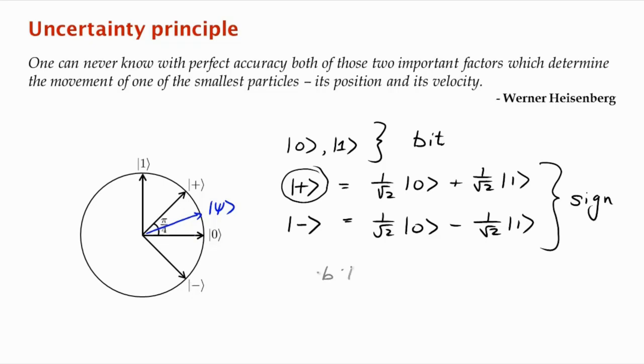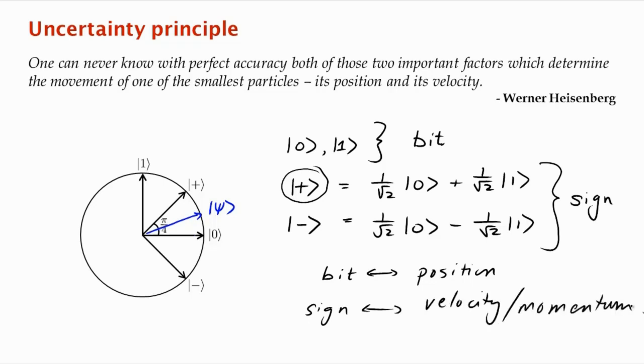Let's think of bit as corresponding to position and sign as corresponding to velocity or momentum. There's a certain sense in which they do. And so the question we'll ask is: is it possible to ever know with perfect accuracy both the bit as well as the sign of a qubit?